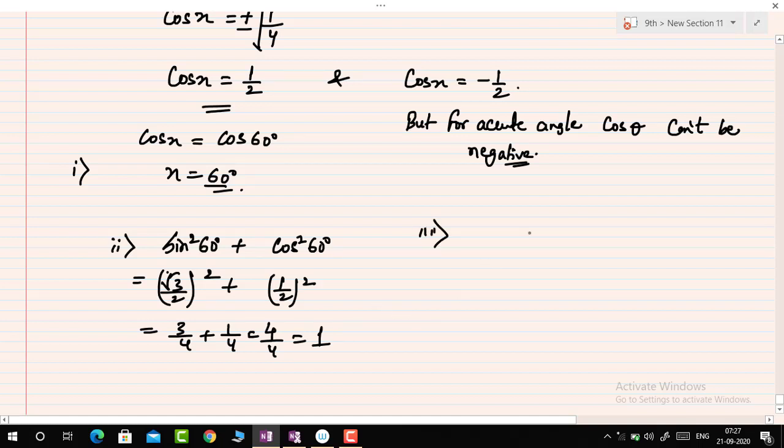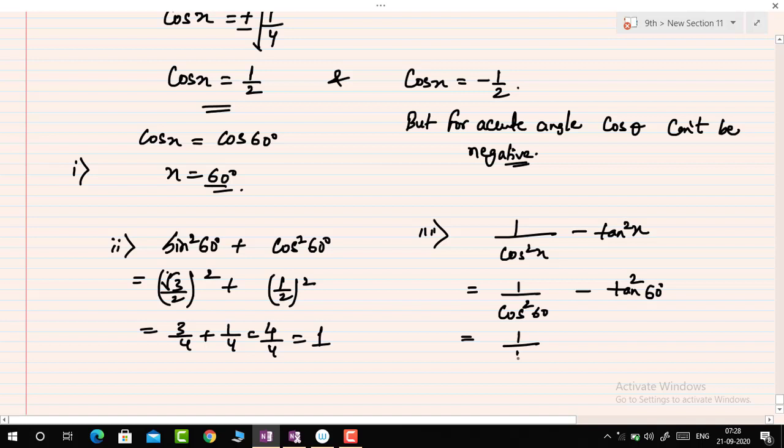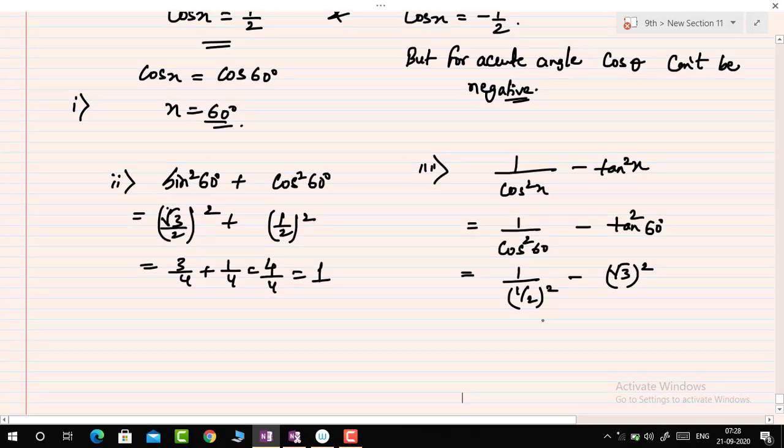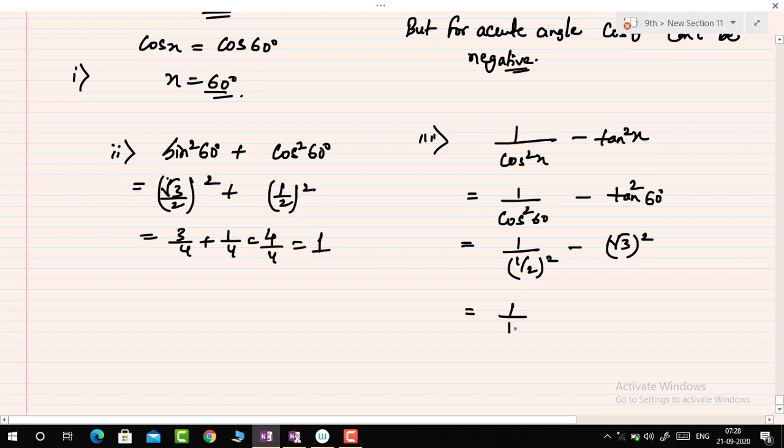Now in subpart 3, 1 upon cos square x minus tan square x. So here it is 1 upon cos 60 whole square minus tan 60 whole square. So cos 60 is equal to 1 upon 2, so we can write 1 upon 2 whole square minus tan 60 is root 3 whole square. On solving, we can say it comes 4 minus 3, which equals 1.